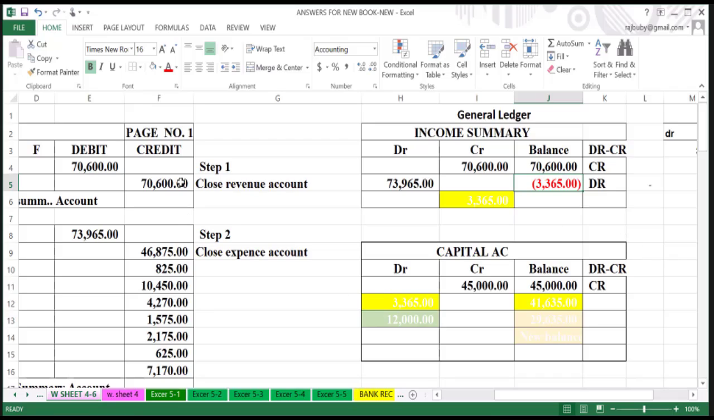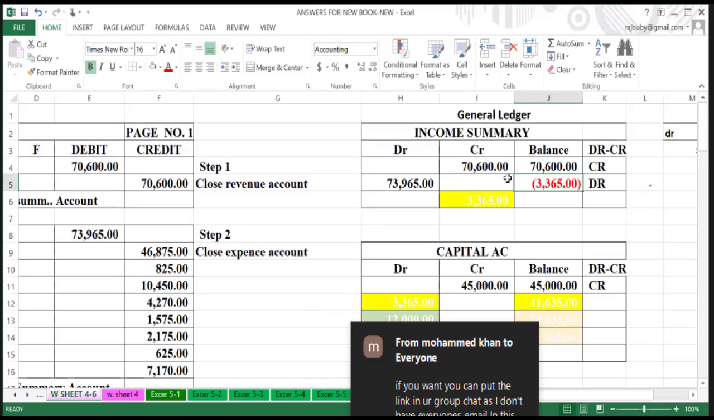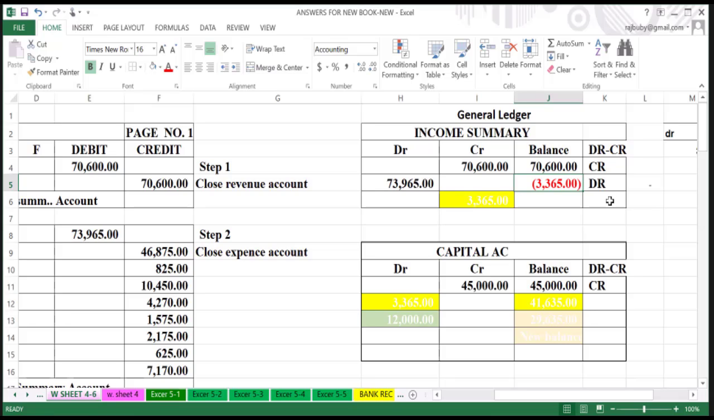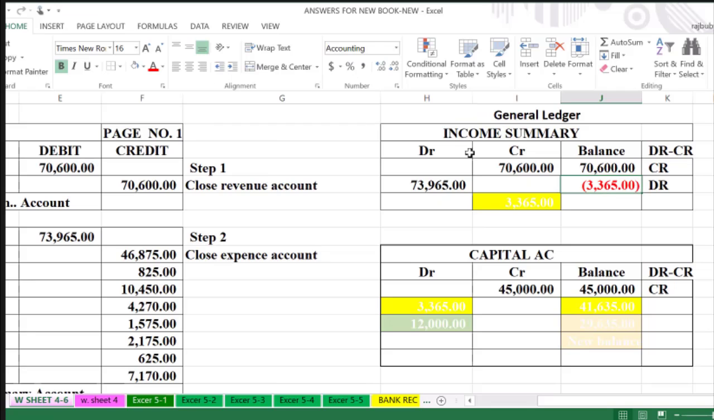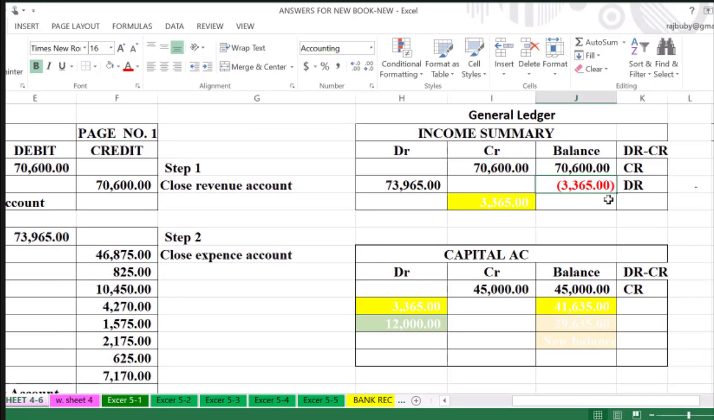You already did the first step. You close the revenue account. The second step, you close all the expense accounts. Now we are going to close the income summary account. That is the third step. You are going to close the income summary account. In the income summary account, this is your debit balance, 3,365, right?